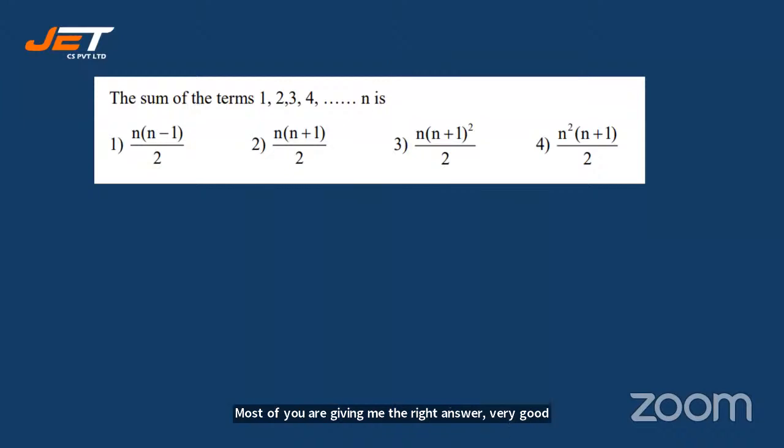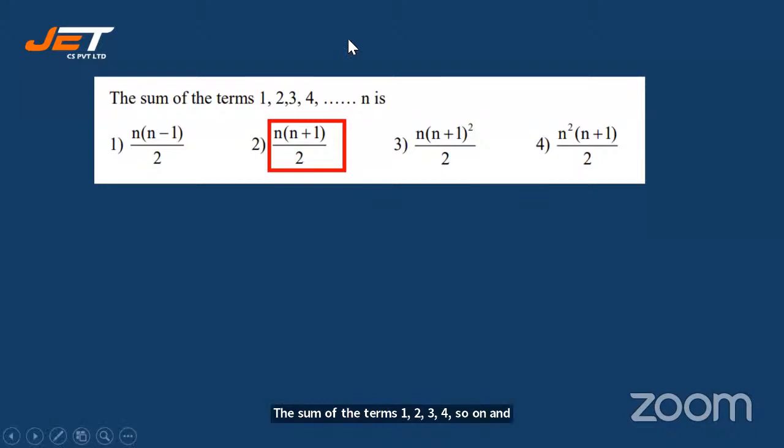Yes, Riya Nayak. Yes, Bhavana, you're right. Yes, Saivardhan, Sandeep, you're giving me the right answer. Vishwan, please check. Saivardhan, please check your answer. It is not option 1 or 3. Yes, Agnivesh, you're right. Saivardhan, now you are on the right track. Gayatri, it is not 4. Yes, it is option 2. That is the sum of the terms 1, 2, 3, 4, so on, n is n into n plus 1 by 2.